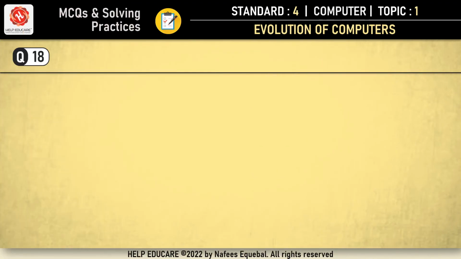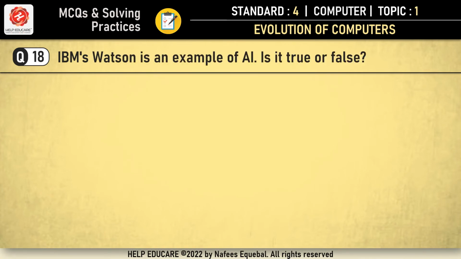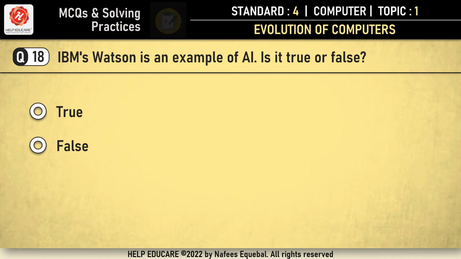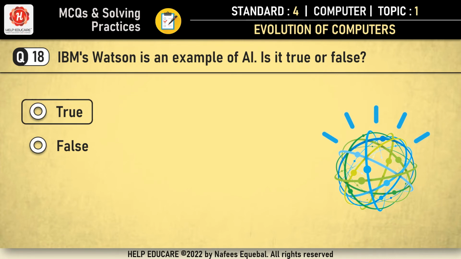Question number 18. IBM's Watson is an example of AI. Is it true or false? First option, it is true. Second option, it is false. Answer will be displayed in 10 seconds. Correct answer is, it is true.